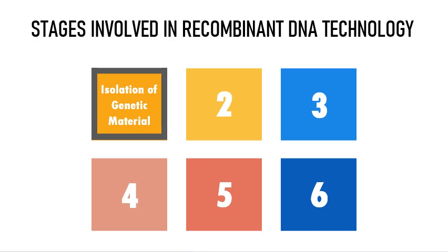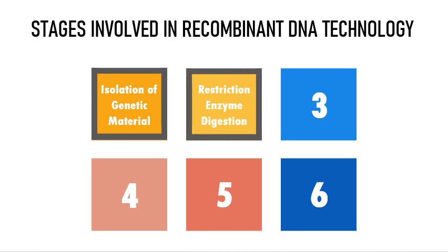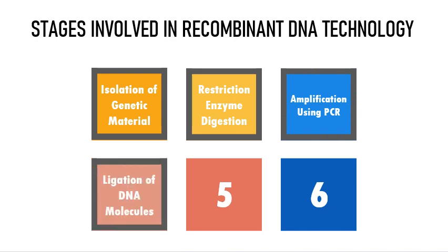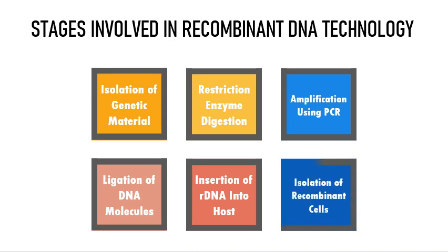And there are 6 stages in this process. First stage is isolation of genetic material. Second stage is restriction enzyme digestion. Third process is amplification using PCR. Fourth stage is ligation of DNA molecules. Fifth stage is insertion of rDNA into host, and sixth stage is isolation of recombinant cells. Let us learn each stage.